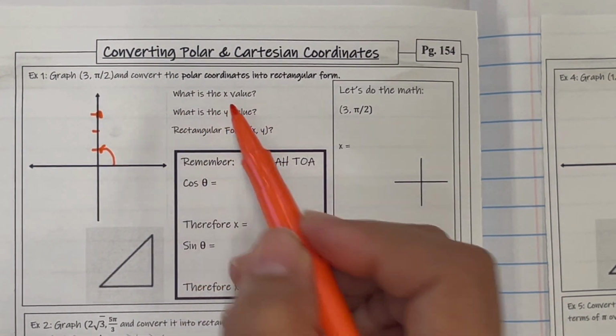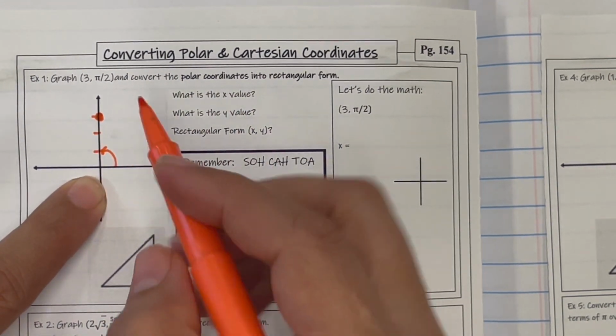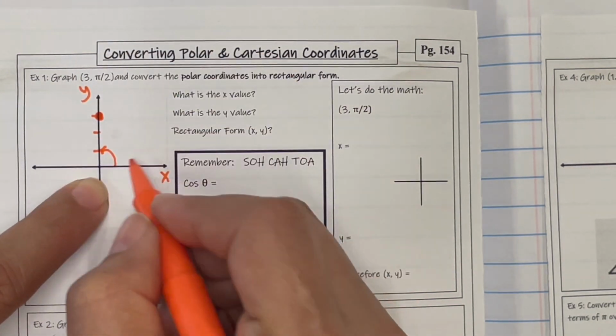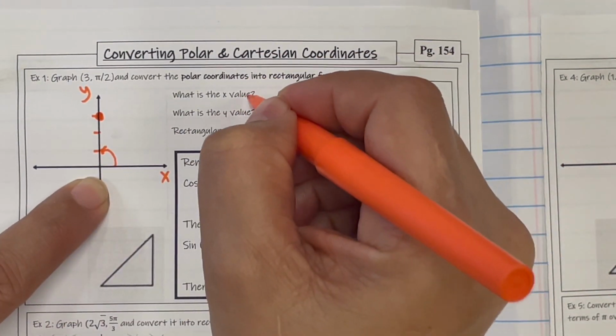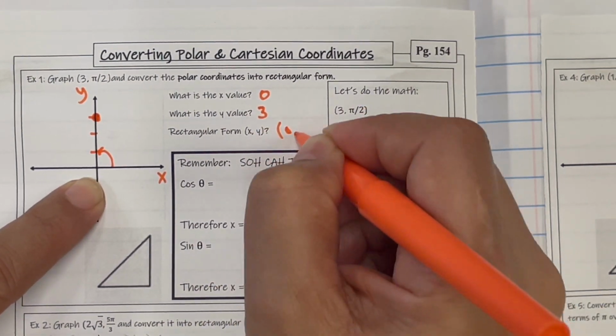What is the x value? All right, so what's the x value of this point? If I was doing this in terms of x and y, this would be 0, 3. So this would be 0. The y value would be 3. So in rectangular, you'd write 0, 3, correct?